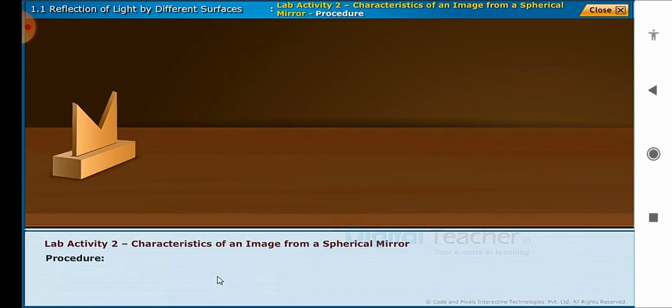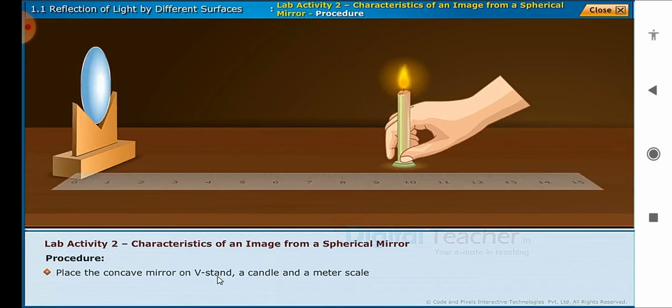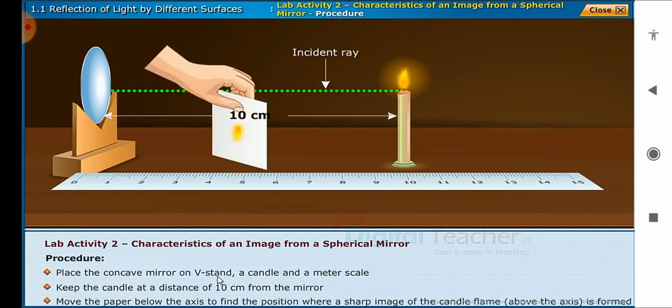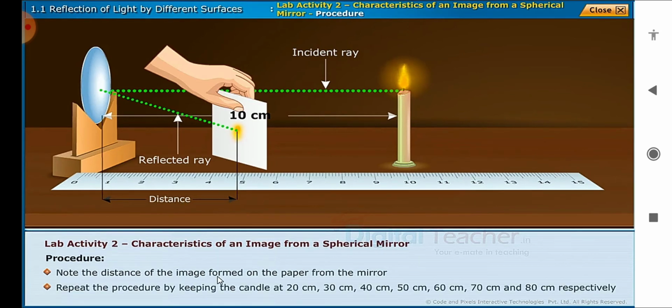The procedure involves the following steps. Place the concave mirror on the V-stand, with a candle and a meter scale. Keep the candle at a distance of 10 cm from the mirror. Move the paper below the axis to find the position where a sharp image of the candle flame above the axis is formed. Note the distance of the image formed on the paper from the mirror. Repeat the procedure by keeping the candle at 20 cm, 30 cm, 40 cm, 50 cm, 60 cm, 70 cm, and 80 cm respectively. Note the observations accordingly.